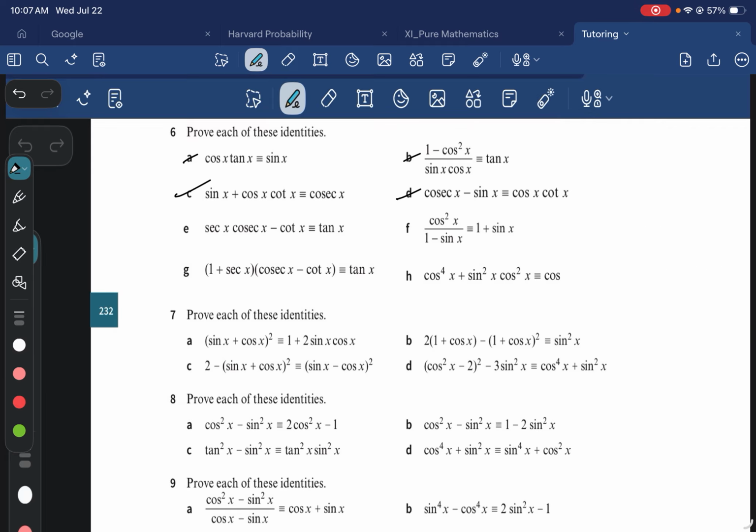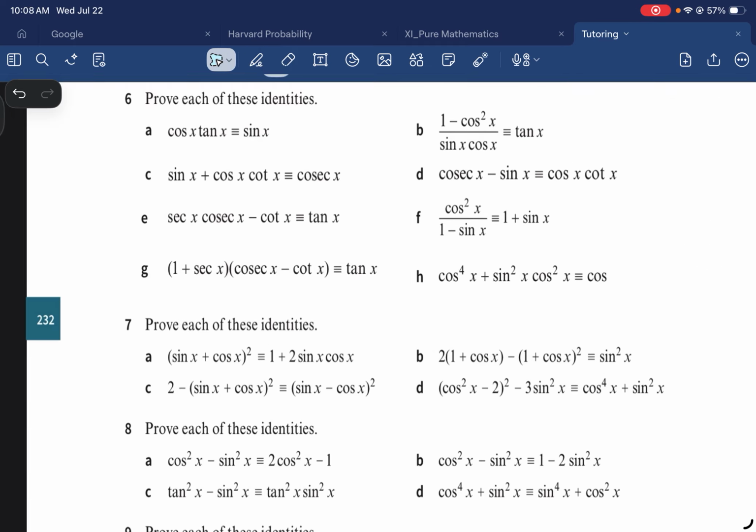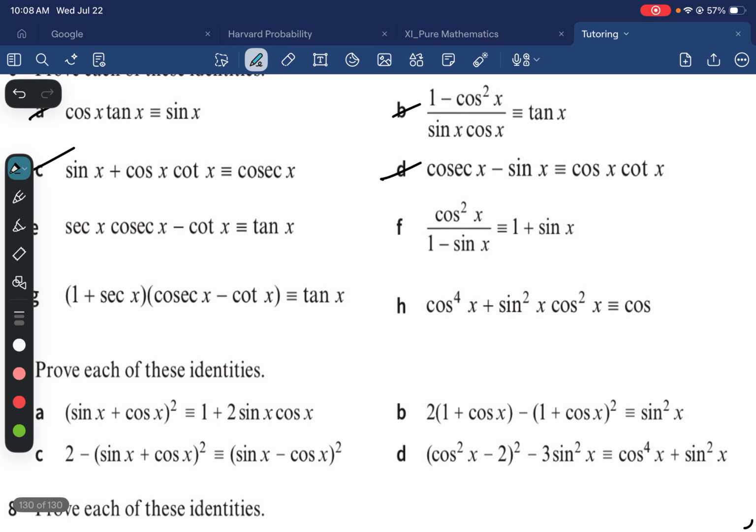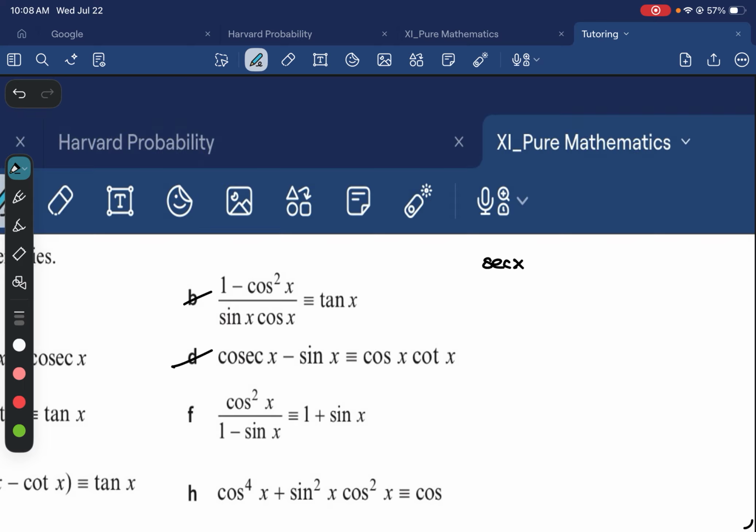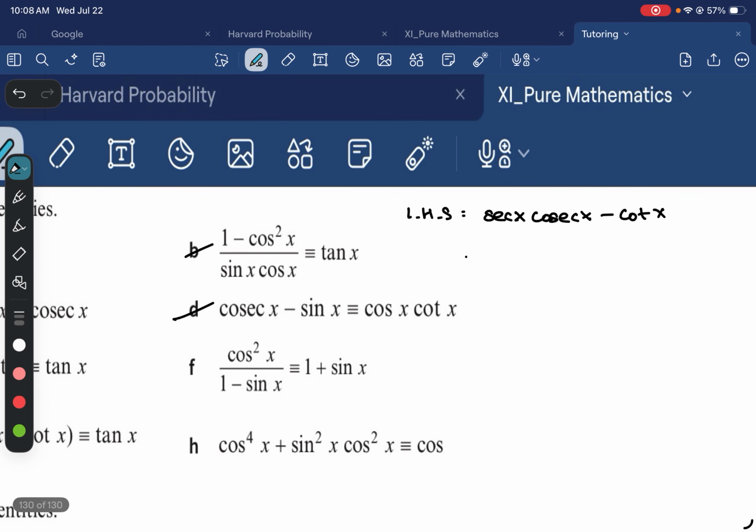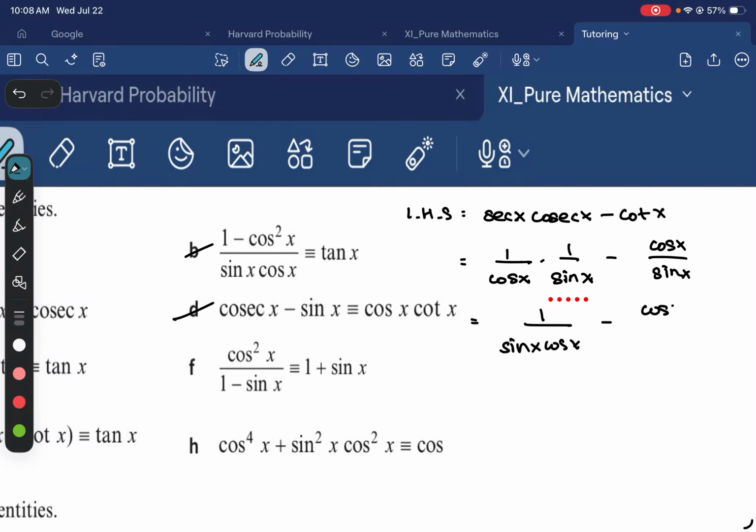All right. Part E. We have secant x, cosecant x minus cot x. That is the left-hand side for part E. So secant x, I can write it as 1 over cos x. And cosecant x, I can write it as 1 over sine x. Minus cot x, I can write it as cos x over sine x. So my first term simplifies to 1 over sine x cos x, and my second term is just cos x over sine x.